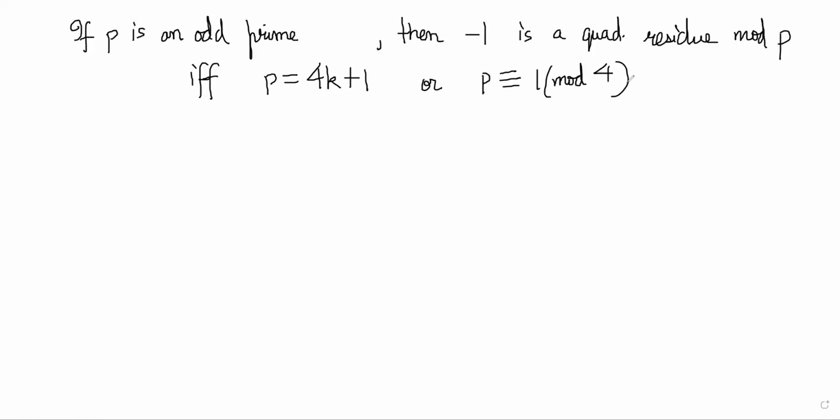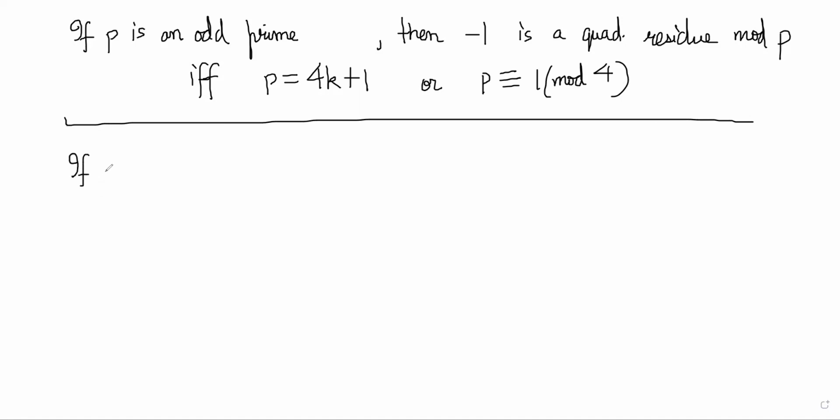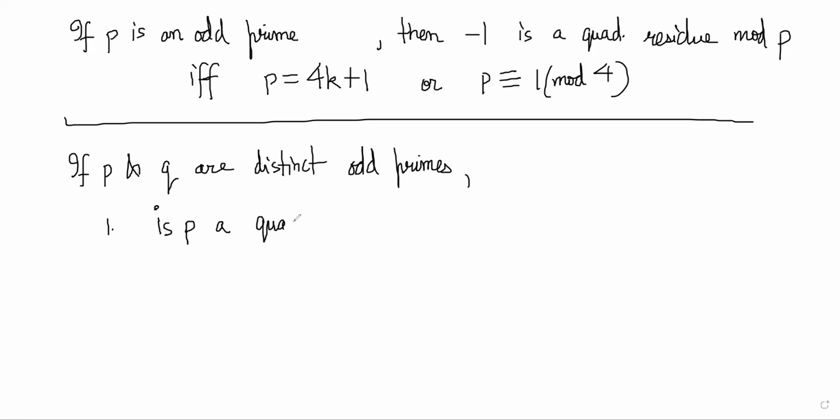Okay. And now we come to the main idea of this discussion, which is the law of quadratic reciprocity. So how do we introduce that law? So think about two distinct primes. If P and Q are distinct odd primes, then there are two possible unrelated questions. So is P a quadratic residue mod Q? Suppose we ask this question, is P a quadratic residue mod Q?